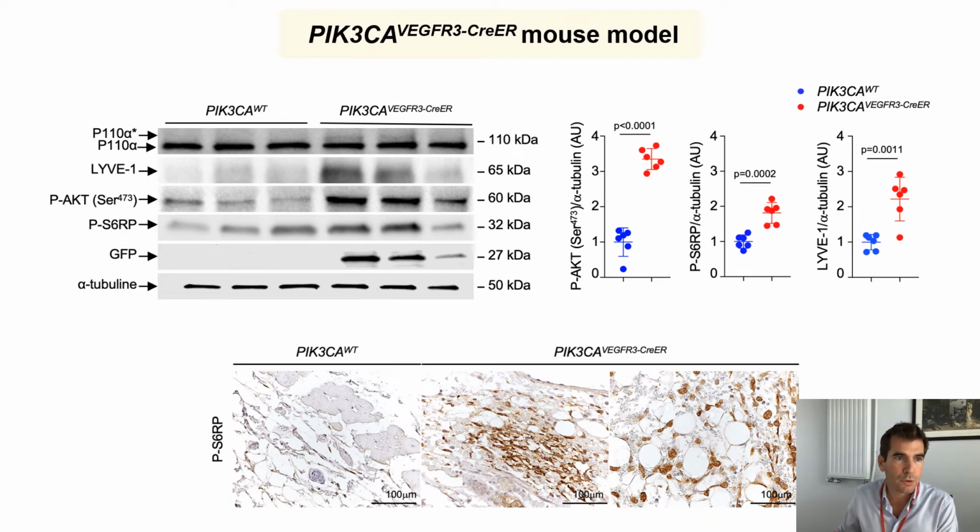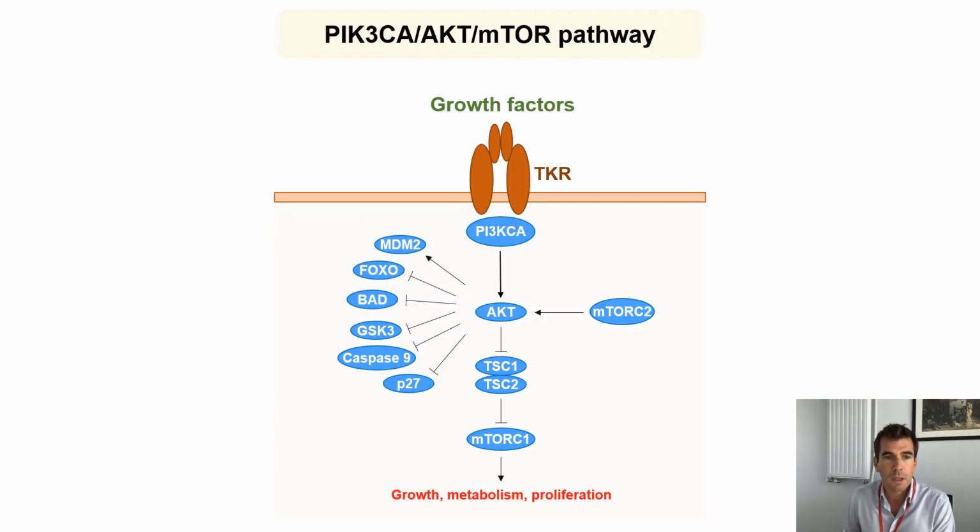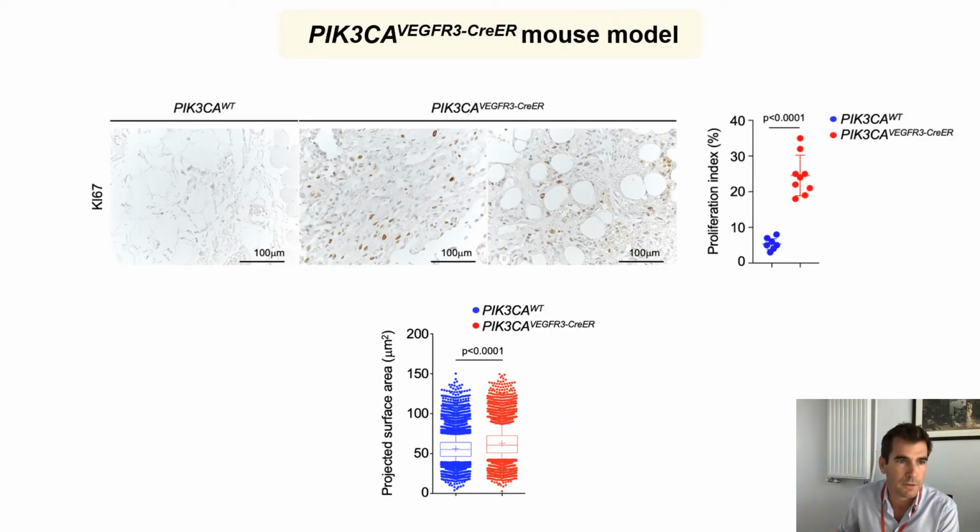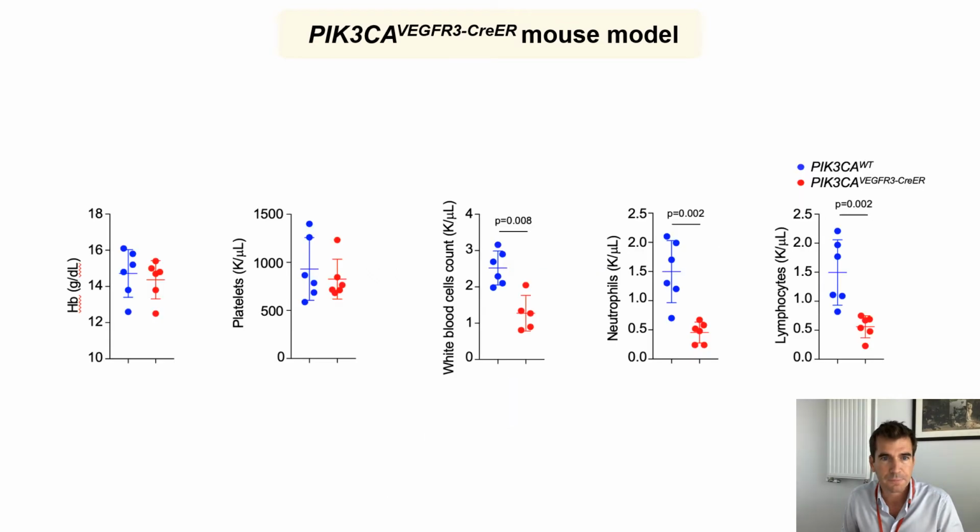We confirmed, of course, that you had an activation of the PI3K-AKT-mTOR pathway at the protein level using Western blot, but also using immunohistochemistry. You know that this pathway is leading to growth and proliferation, so we explored the growth and proliferation in our different tissues. We saw that in the lymphatic vessels, you had a high rate of proliferating cells in the mutant compared to wild type, and also using ImageStream analysis, which is a flow cytometry analysis, these lymphatic endothelial cells were bigger compared to the wild-type cells.